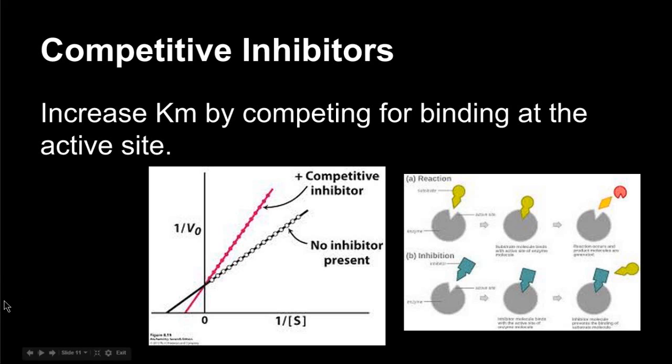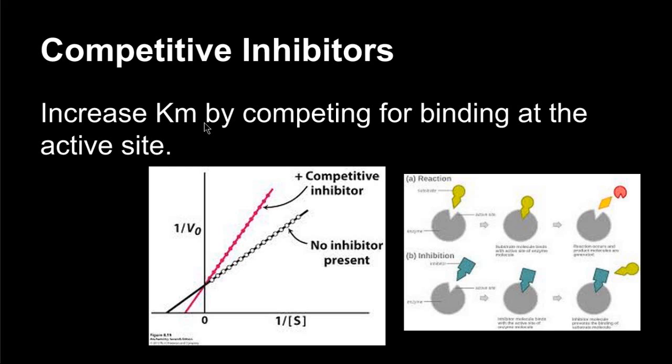So the first inhibitor we'll talk about is a competitive inhibitor. And what a competitive inhibitor does is it increases the Km. So if you remember, if you have a low Km, that means it's very easy to get a reaction to go because you don't need a lot of substrate concentration.